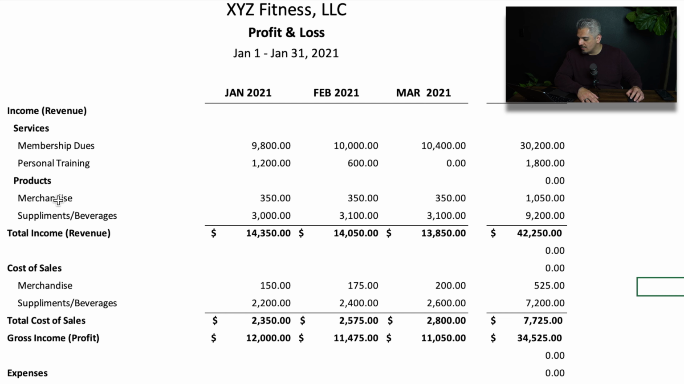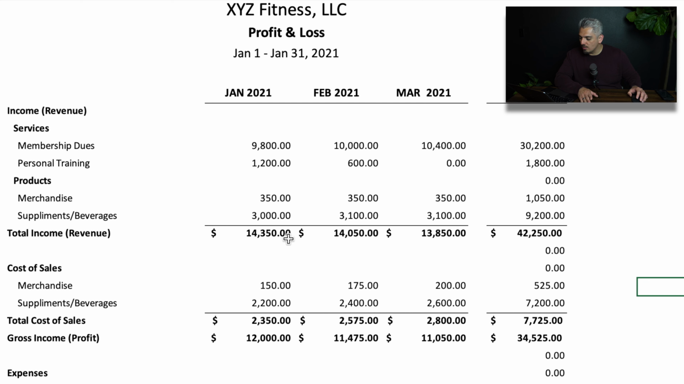You look at the merchandise and you see the merchandise pretty much stayed the same. And the merchandise could be anything like from t-shirts or whatever that business is selling. The other product that they're selling is supplements or beverages. And you see here there's pretty much steady sales on that.